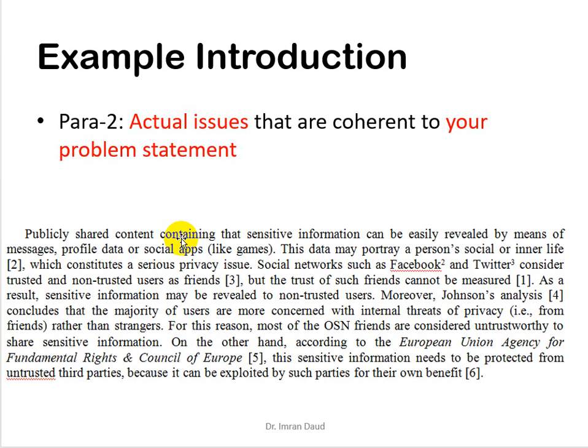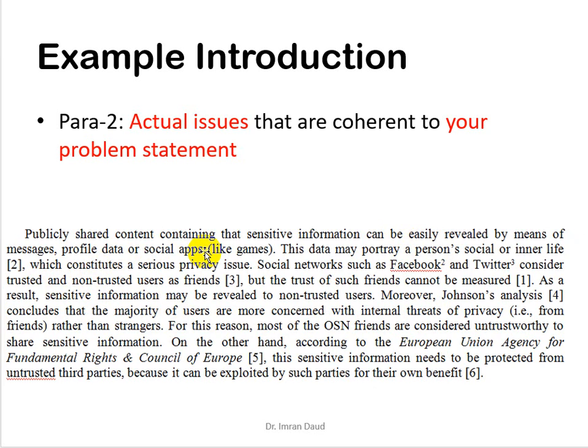So the kind of problem we are discussing, for example, is social networks, and in social networks we'll be talking about the security issues. As you can see how this author has built the second paragraph based on his research area, that is social networks. So as you can see, the publicly shared content containing sensitive information can be easily revealed by means of messages, profile data, or social apps.